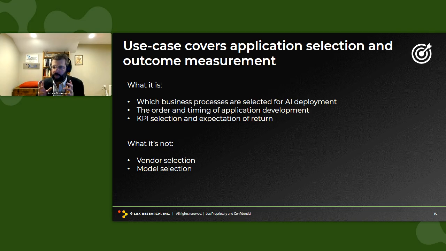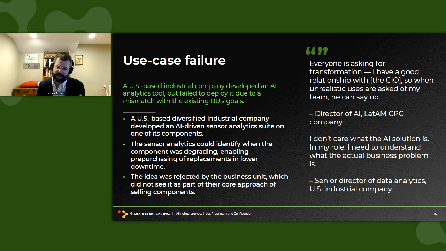And so this is really about within our existing business, what are those business processes? And it's not vendor selection, it's not model selection, it's not anything technical related to AI. Use case failure often looks like misalignment between different groups, but I think it's distinct from governance failure in a couple ways. So I talked to this industrial company.